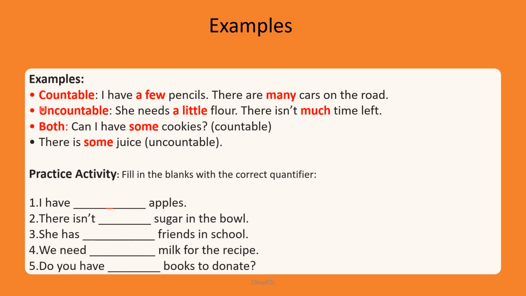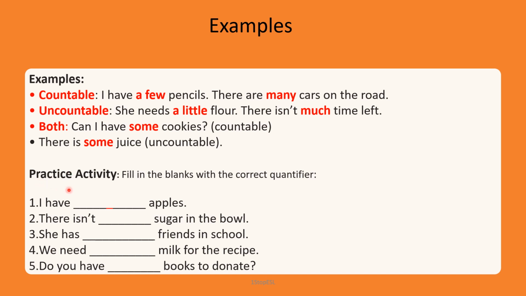Examples. Countable. I have a few pencils. There are many cars on the road. Uncountable. She needs a little flour. There isn't much time left. Both. Can I have some cookies? There is some juice. That's uncountable.